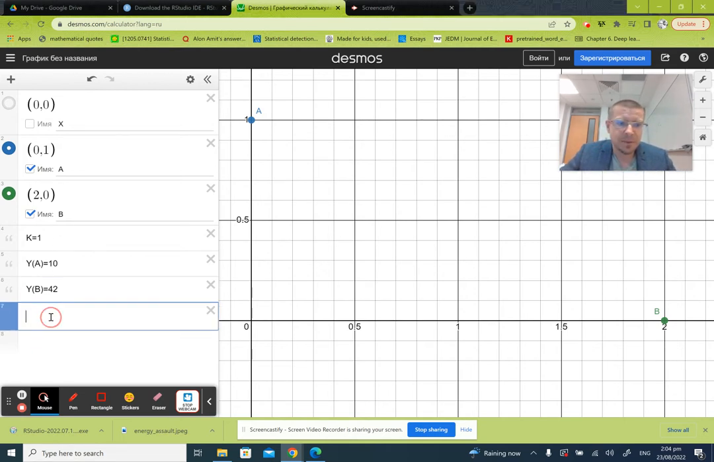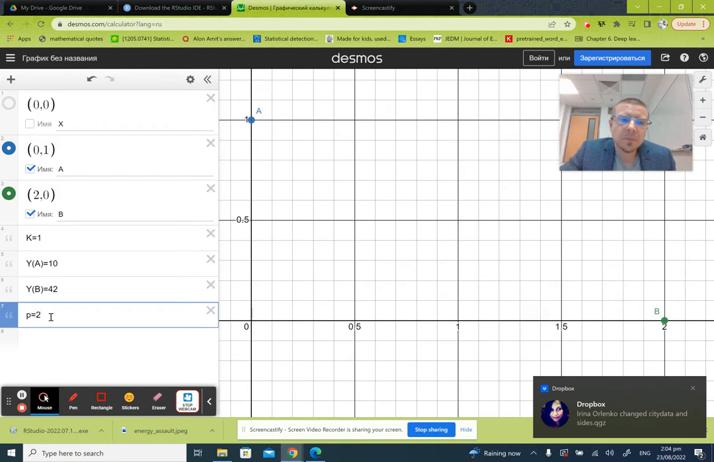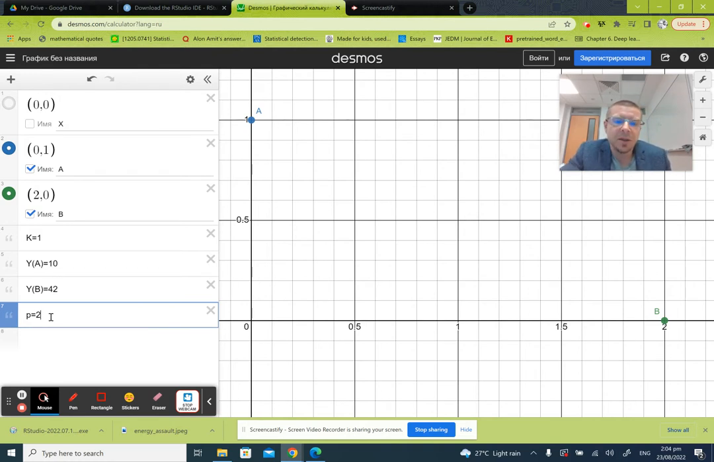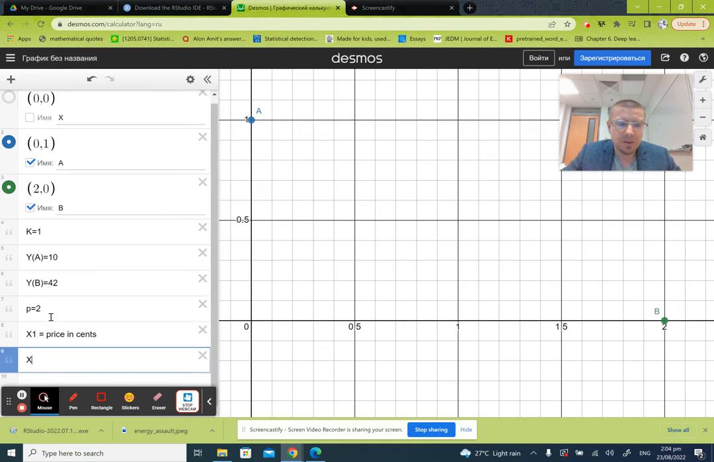Let me write it down. So P equals 2. There are two variables, x1 and x2. At point A, x1 is 0 and x2 is 1, and at point B, x1 is 2 and x2 is 0. Let us say that x1 is price, something in cents, and x2 is going to be distance, maybe length, let's say distance in meters. It doesn't really matter.